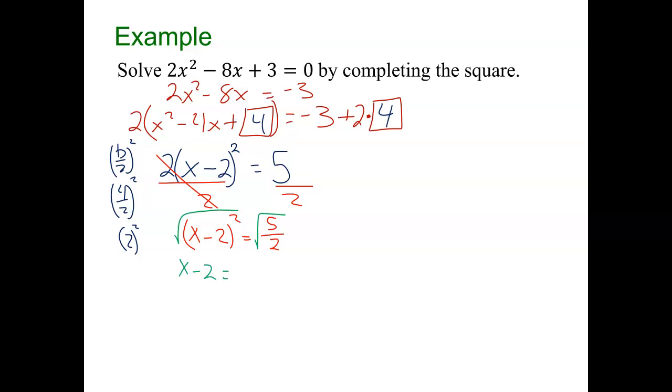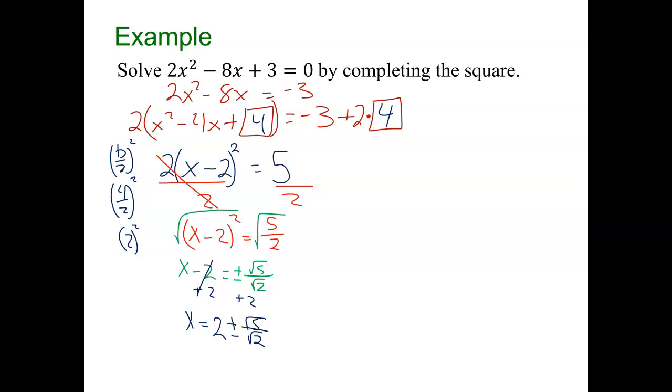X minus 2 equals what? Root 5 over 2. The 2 is still in the radical. So root 5 over root 2. I'll add 2 to both sides. I get 2 plus or minus square root of 5 over square root of 2.